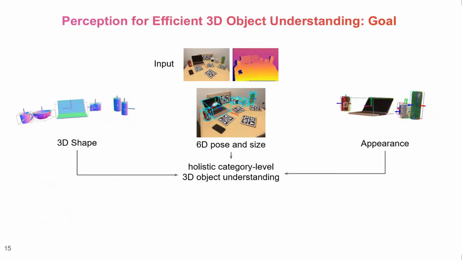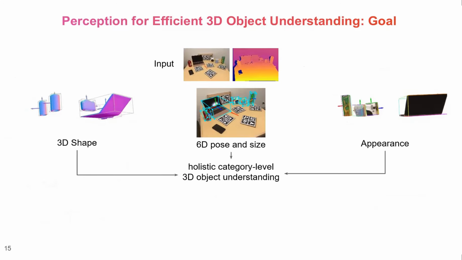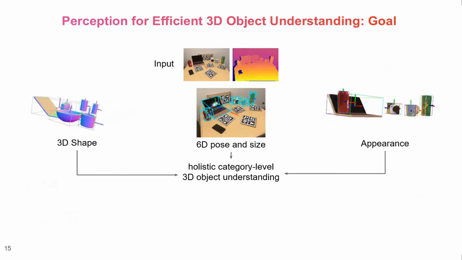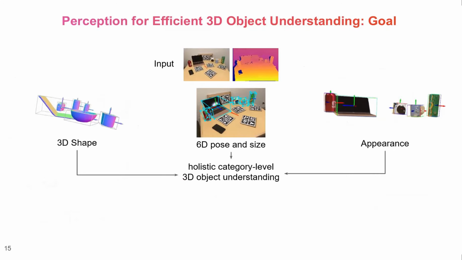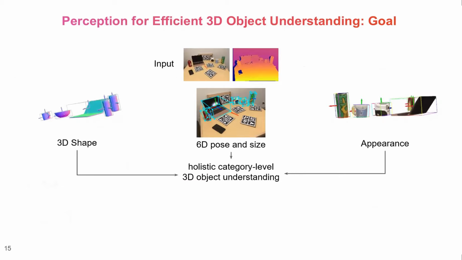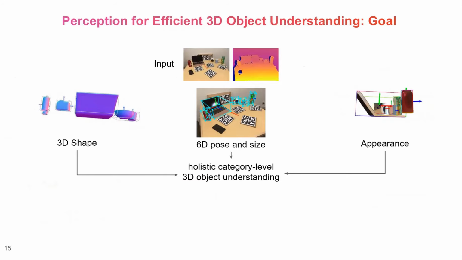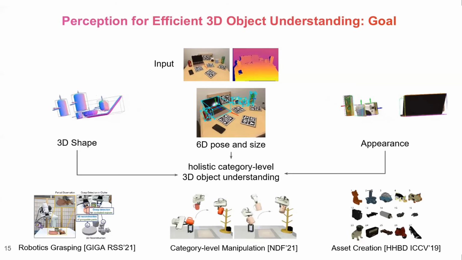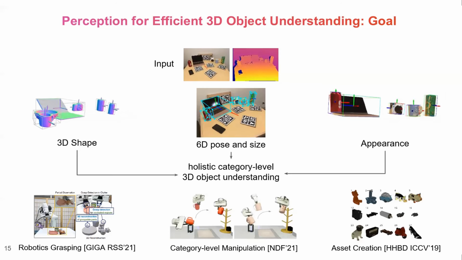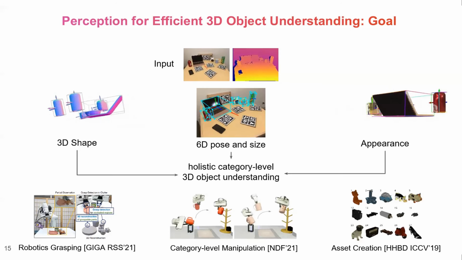We call this category-level 3D object understanding, since the task really requires that we do not have prior CAD models either during training or inference. And so this is a very challenging task. Here again, we review some of the applications that this perception task unlocks, which are robotic grasping, category-level manipulation, as well as asset creation.